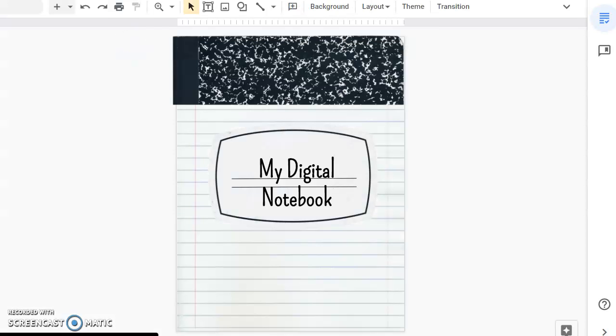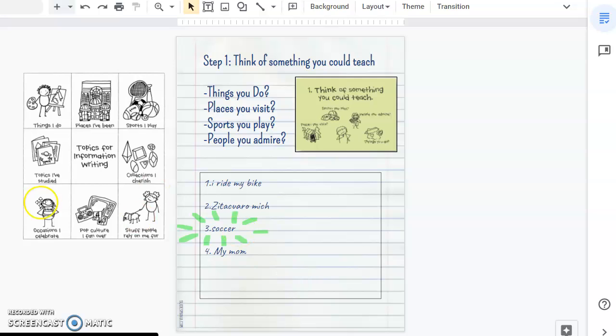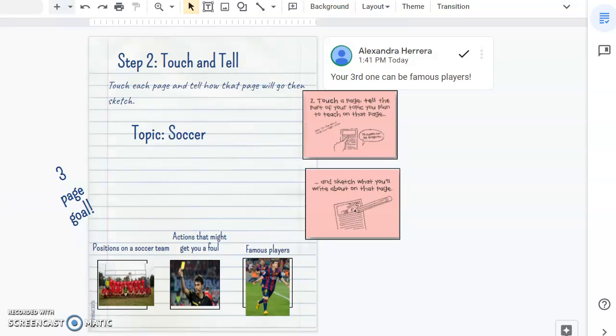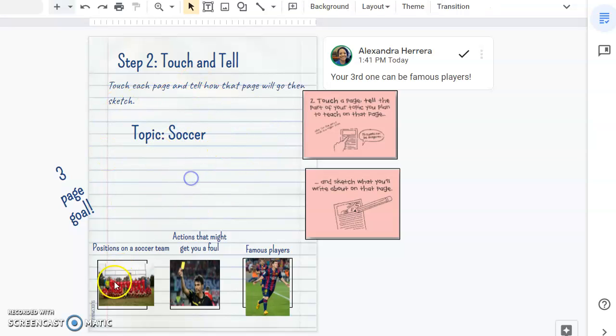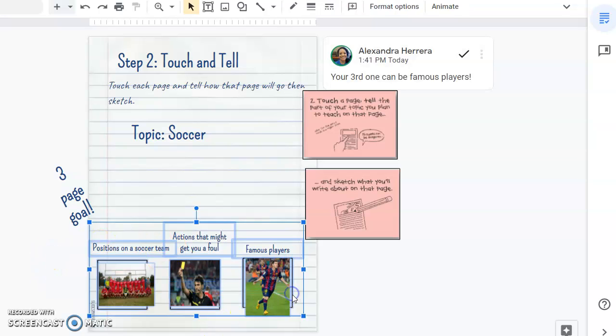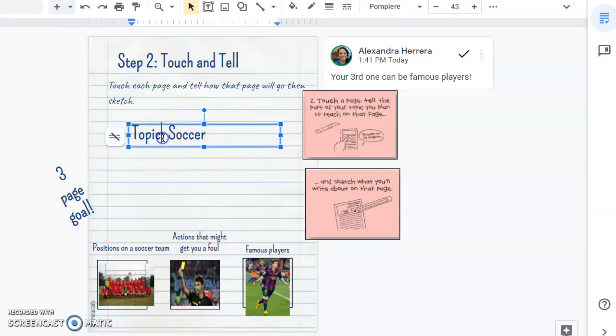Their digital writing notebook. And this person chose soccer to write about. Let's look at their page. That's been fixed. Topic, soccer. That is the main topic. And then here are the 3 subtopics that they have chosen: positions on a soccer team, actions that might get you a foul, and famous players. Those are the 3 subtopics. All 3 of these that I've highlighted connect to this topic.